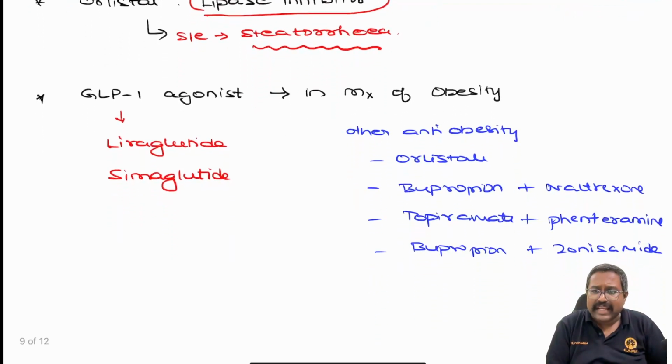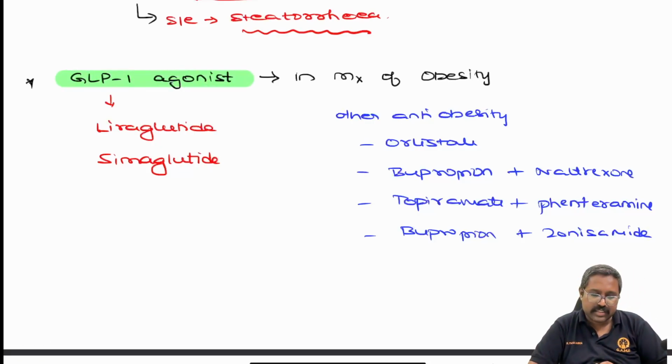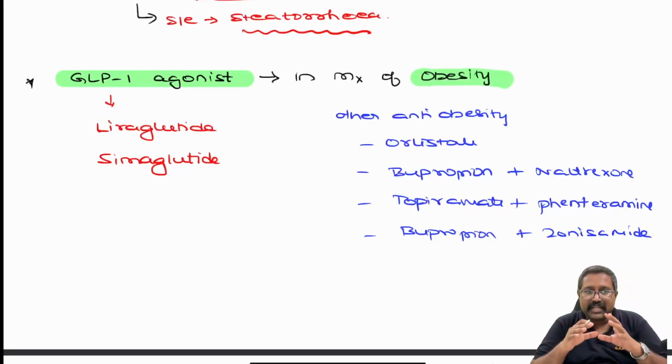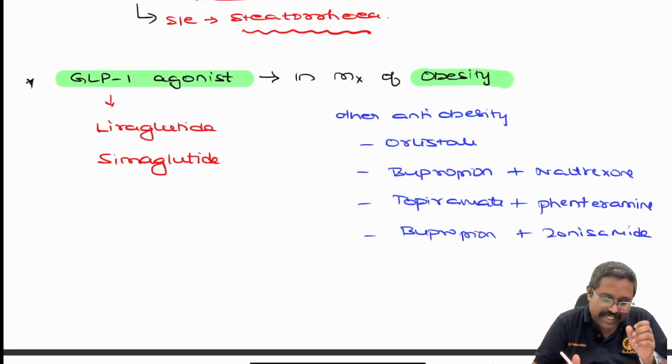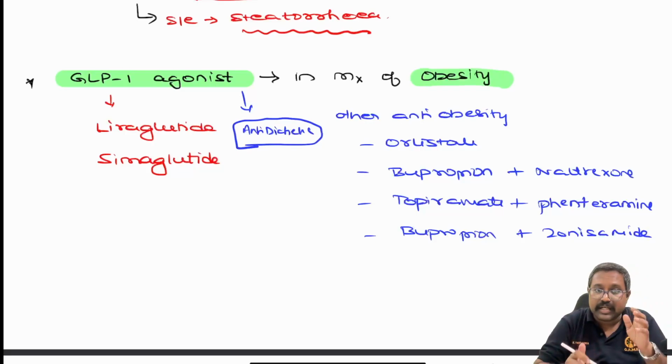Next, coming to a very important slide, that is GLP-1 agonists. GLP-1 agonists are used in the management of obesity. Please remember which GLP-1 agonists are used in the management of obesity. GLP-1 agonists are also used as anti-diabetic medications. Please remember, they are also used as anti-diabetic medication. There can be a question: which anti-diabetic medications are useful in the management of obesity?